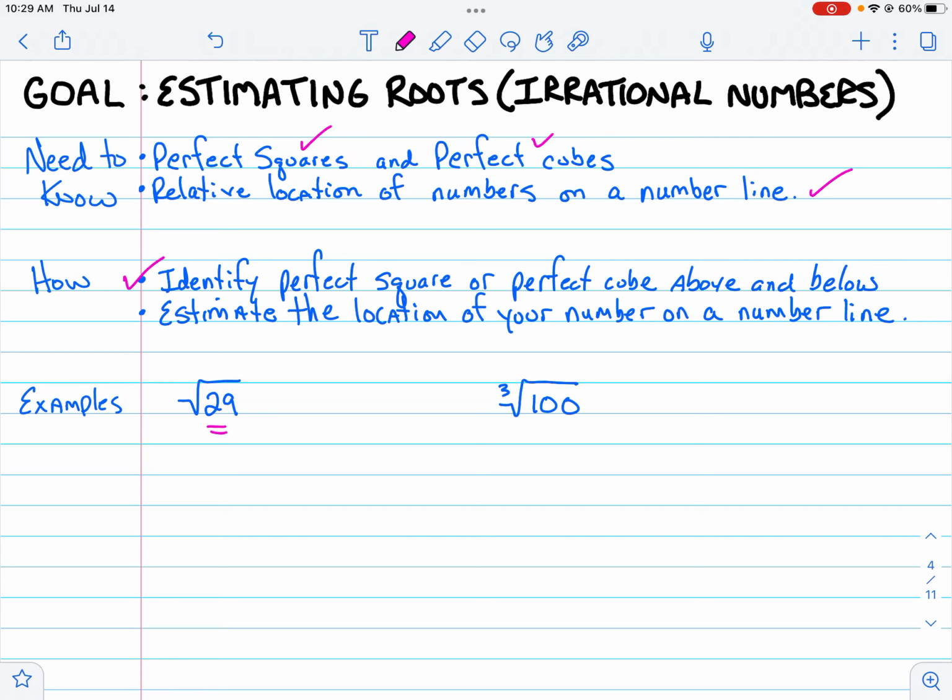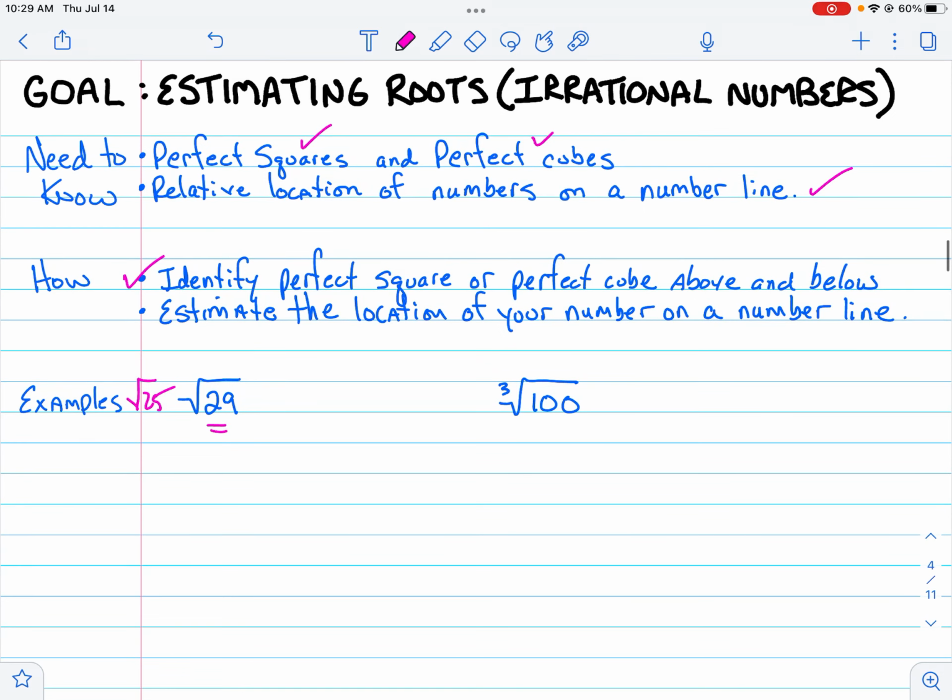So for example, if I'm looking at the square root of 29, I know that the square root of 25 is the lowest perfect square right to the left of it, and the square root of 36 is the next perfect square to the right of it, which means the square root of 29 is between the number 5 and 6. I can already make a guess that it's 5 point something.